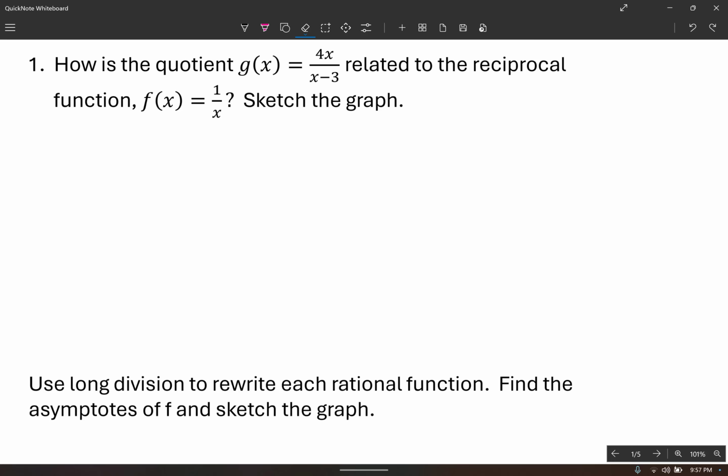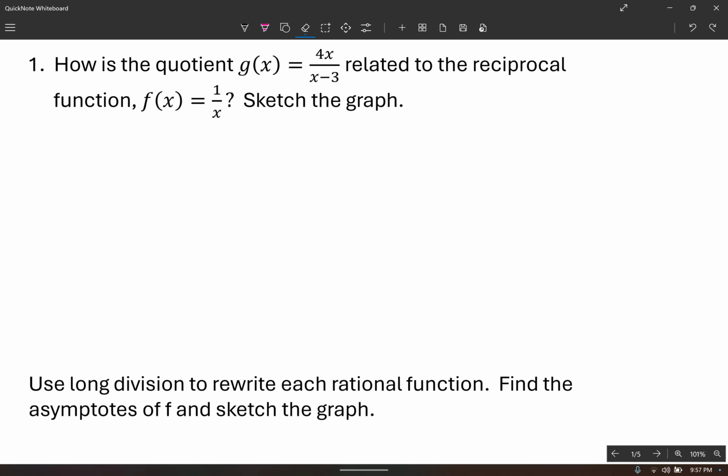So anytime we change or manipulate it, it will stretch, shrink, translate left, right, up, or down. In order to compare apples to apples, though, instead of having a variable in the top, we need to get that to be just a number.